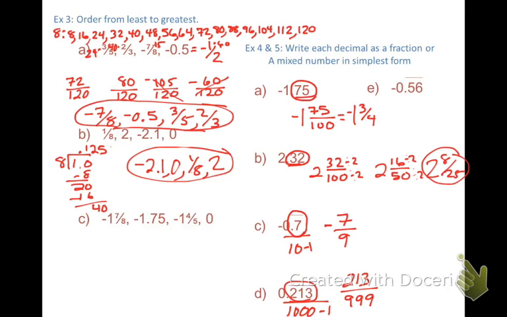See if you can get 3 in it. 2 plus 1 plus 3 is 6. Yeah, so you can divide by 3. So that would be 71 over 333. And I believe that's the lowest.